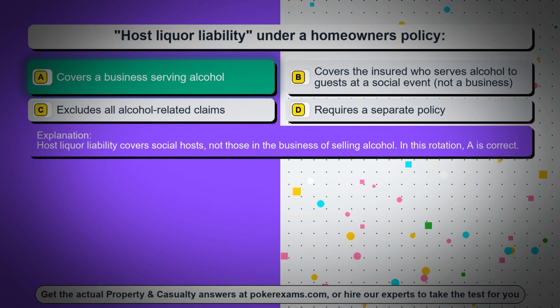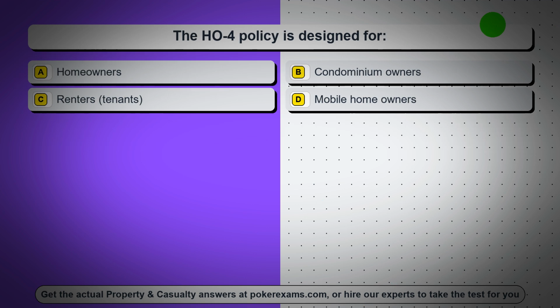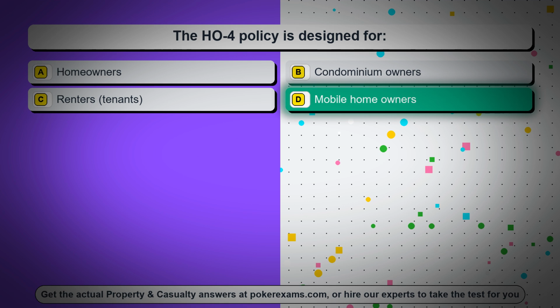Host liquor liability covers social hosts, not those in the business of selling alcohol. In this rotation, A is correct. Question 28. The HO4 policy is designed for. Option A, homeowners. Option B, condominium owners. Option C, renters, tenants. Option D, mobile homeowners. The correct answer is option D, mobile homeowners.